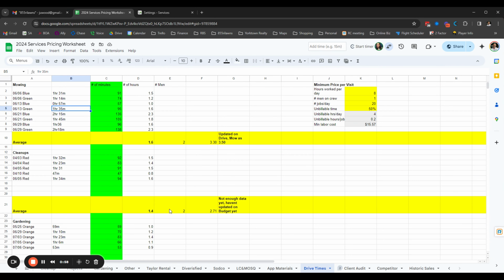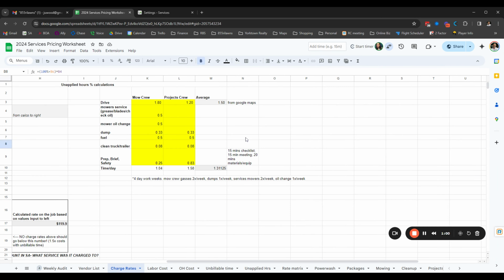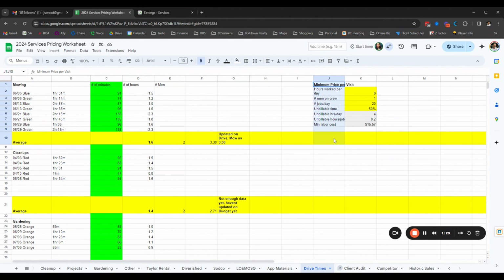We also have some other unbillable time. As you can see over here, this is again for mow crew, projects crew. So we have our drive time that I just showed you on the other sheet. We have different things that are part of the overhead here: mower oil change, dumping the truck time per day, fueling the truck, cleaning the truck, safety brief in the morning. So that all comprises our unbillable time.